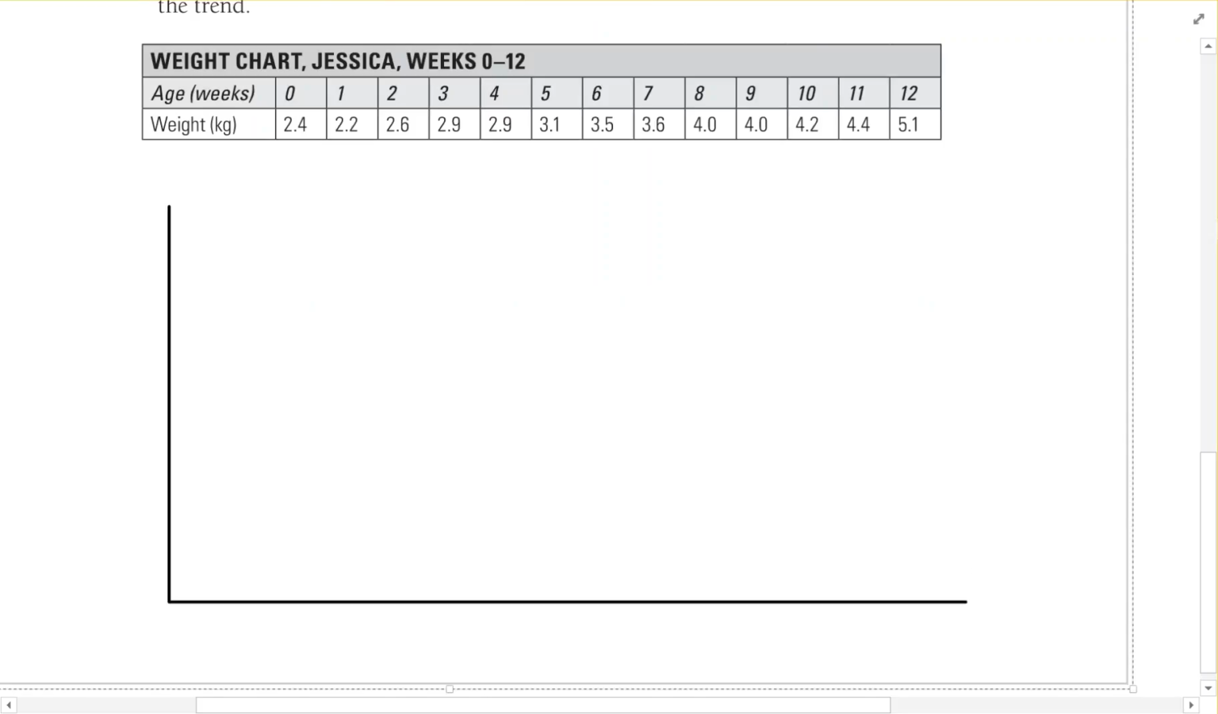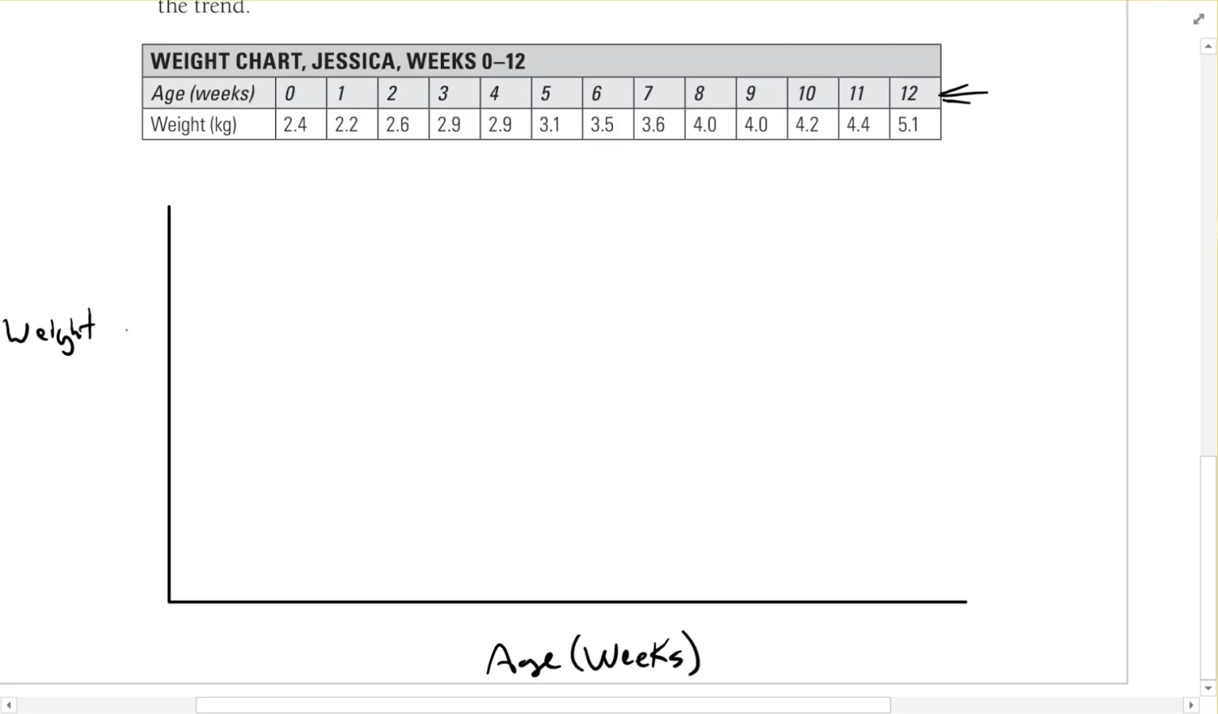Okay, so again on this one, what I do on the bottom is I'd make age across the bottom because it's the one going up the same every time. So age. And then in brackets, we write weeks, since that's the unit that we're using. So I'll let you guys do that once we get it figured out here. And then weight would go up the left side. So weight in kilograms.